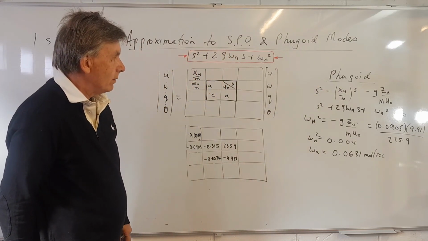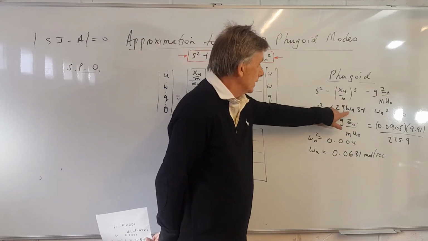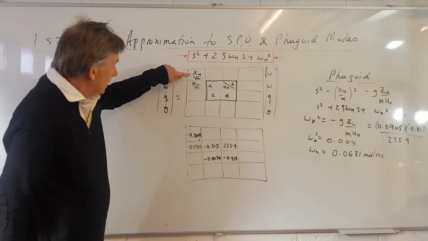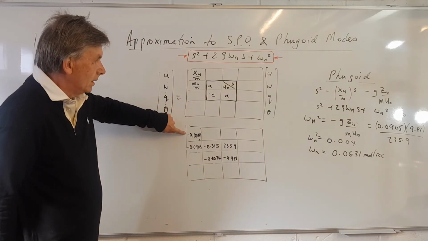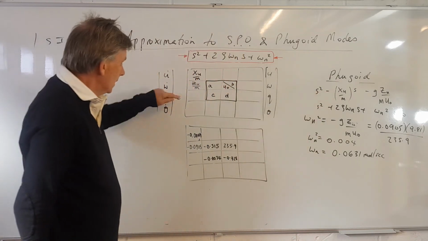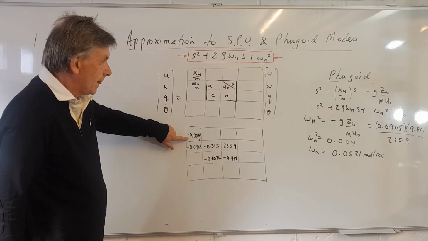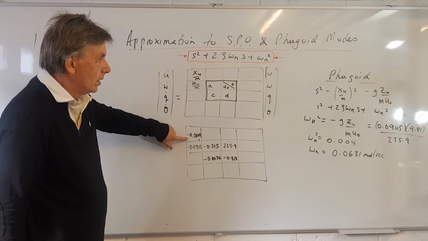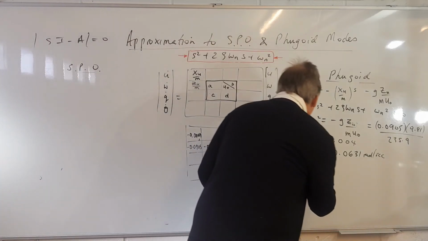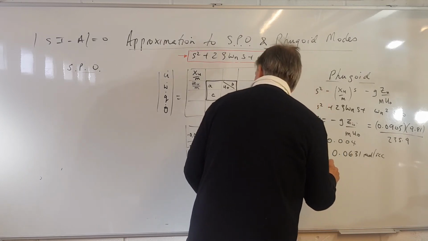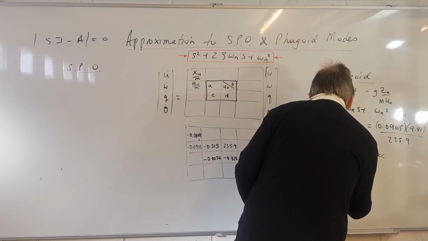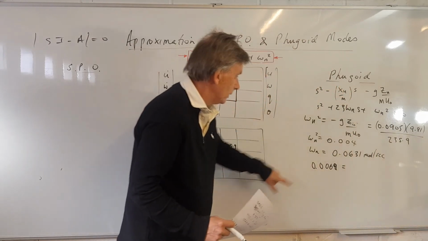We also know now that 2 zeta omega n is equal to xu over m, and xu over m sits up here. And it's also got a negative sign in front of it. So the minus times minus is a plus, so we know now that xu over m will be 0.0069. That's the xu over m.